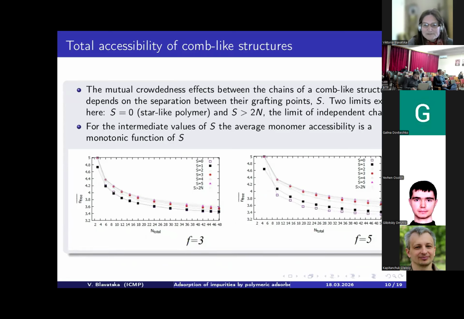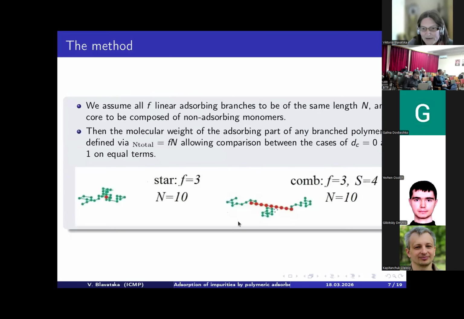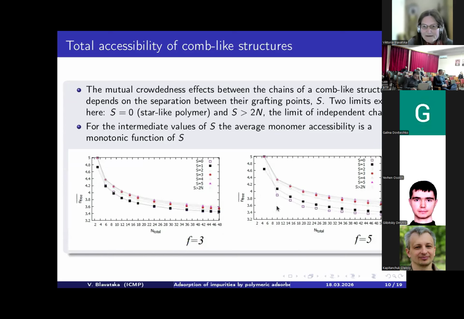Also, what is important in the case of the complex structure is that we have additionally this separation between the starting points of the grafting chains, which also plays an important role. When this separation equals 0, we actually just restore the star-like structure. When this S increases, it means, of course, that the distance between grafting points increases in space. And it should not be increased, of course, to infinity, because when the separation is large enough, we will end up just with a set of linear chains which almost do not feel the presence of each other.